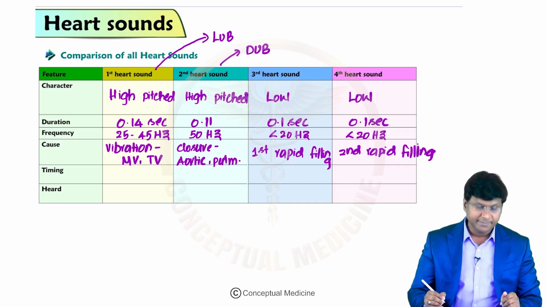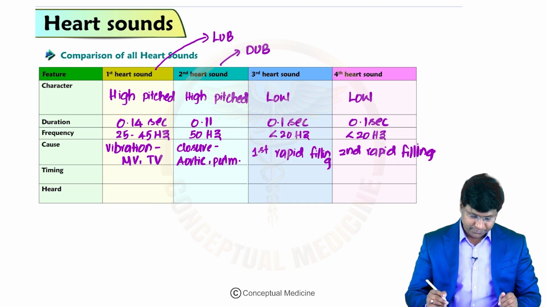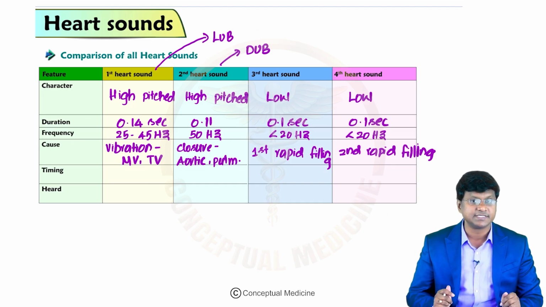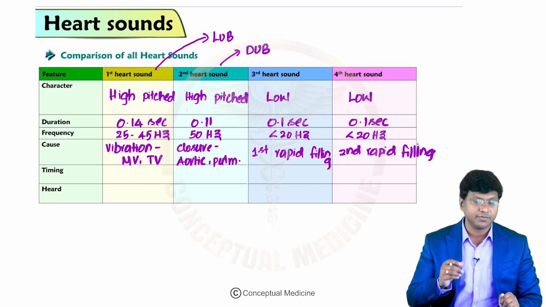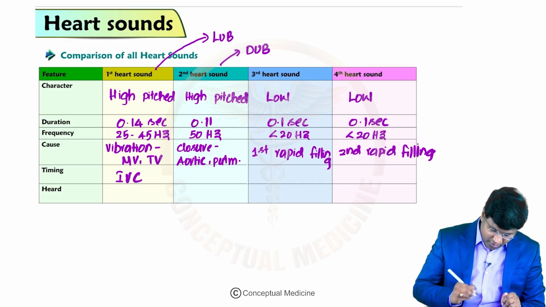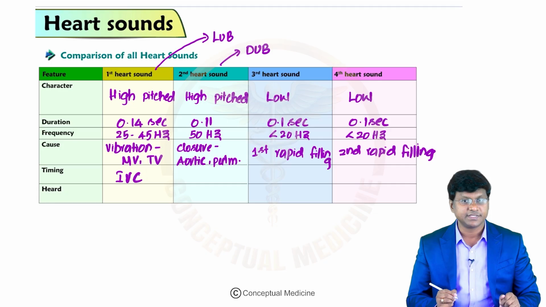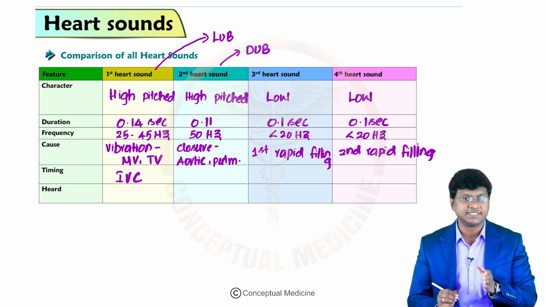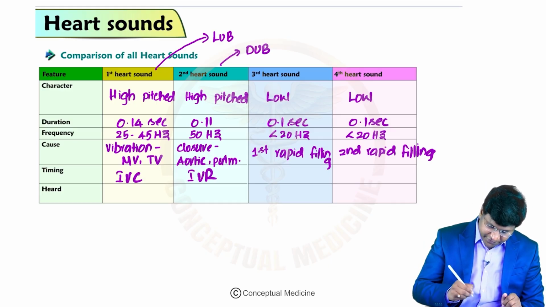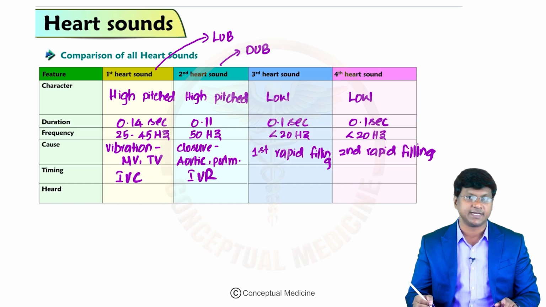Then coming to the timing of the sound. That means during which phase of the cardiac cycle does this occur? So the first heart sound starts with the onset of ventricular systole, that is during the isovolumetric contraction phase. And the second heart sound comes just after the end of ventricular systole, that is during the isovolumetric relaxation phase.